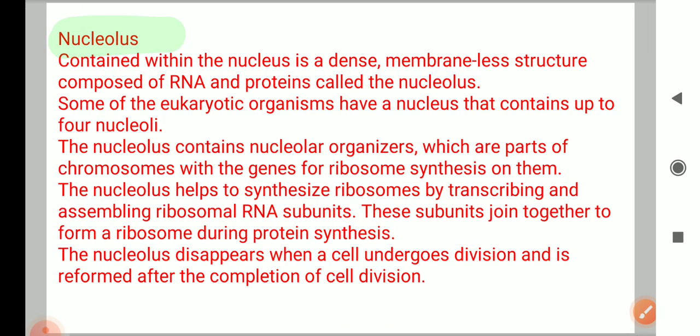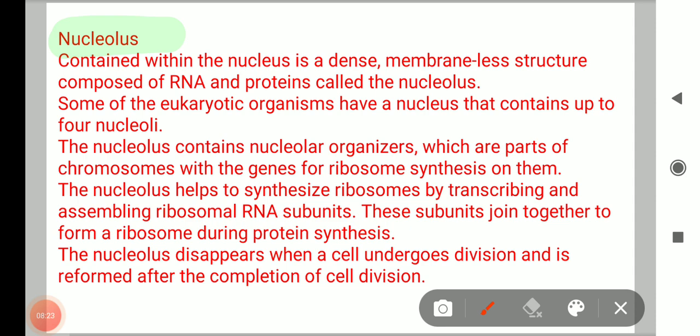The nucleolus contained within the nucleus is a dense, membraneless structure composed of RNA and protein, and some eukaryotic organisms have cells that contain up to 4 nucleoli. The nucleolus contains nucleolar organizers, which are the parts of chromosomes that carry the genes for ribosome synthesis.